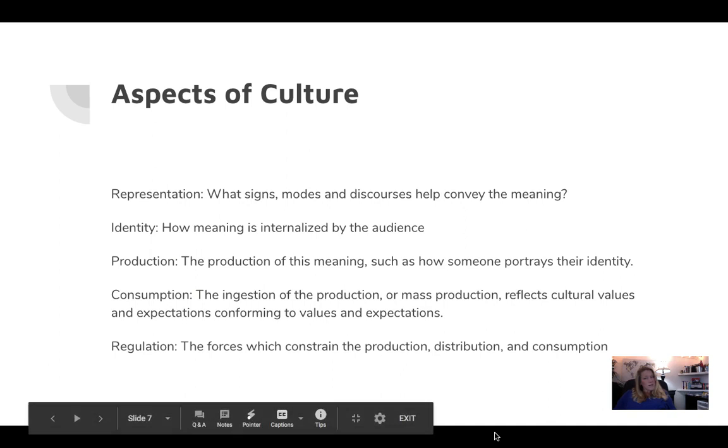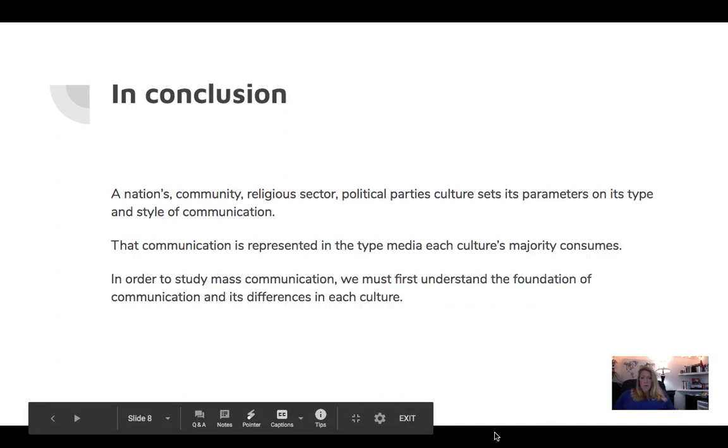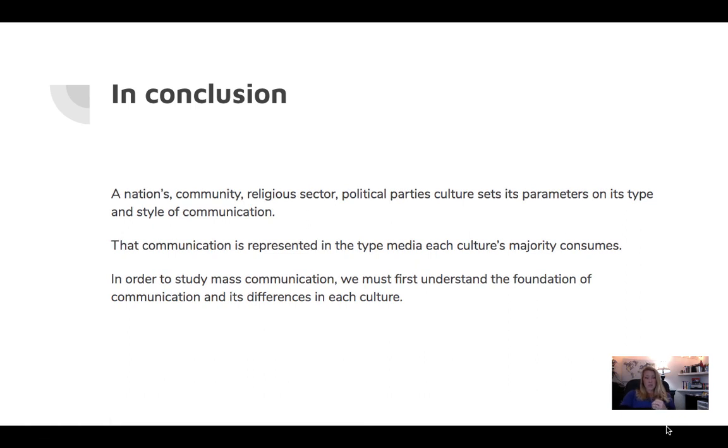In conclusion, a nation's community, religious sector, or political party's culture sets its parameters on its type and style of communication. That communication is represented in a type of media each culture's majority consumes. In order to study mass communication, we must first understand the foundation of communication and its differences in each culture.